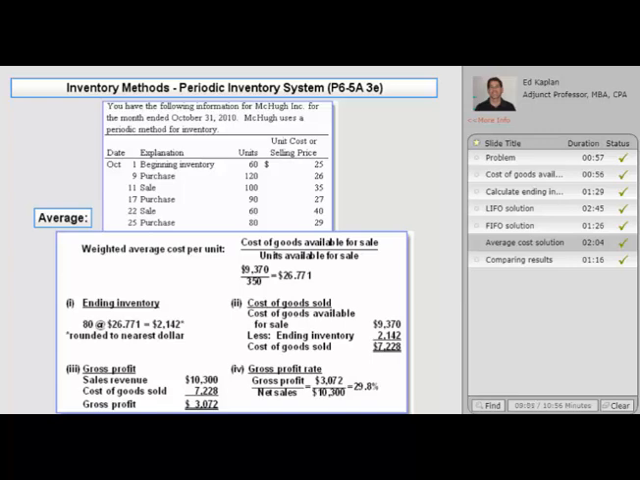On part 2, we subtract that $2,142 from cost of goods available in order to determine cost of goods sold. And what you see is it's $7,228. Under gross profit, we subtract the $7,228 from the sales revenue of $10,300 to come up with gross profit dollars of $3,072. When we divide that by net sales, and net sales and sales revenue in this problem mean exactly the same thing because there are no sales returns or allowances, we come up with a gross profit rate of 29.8%.